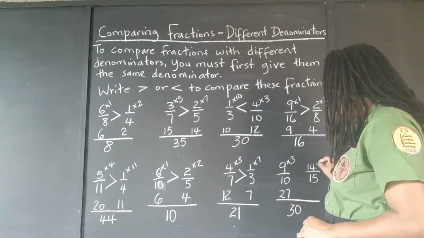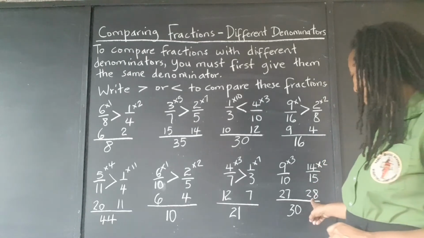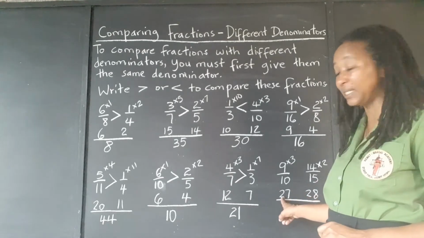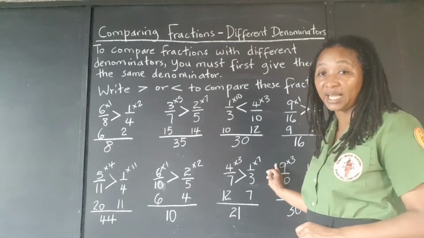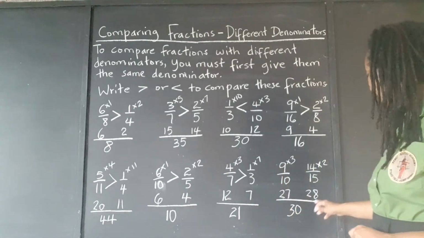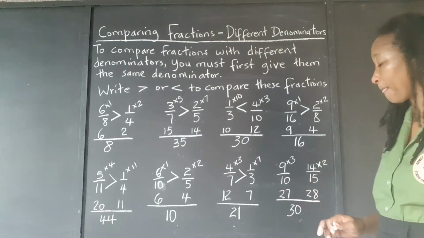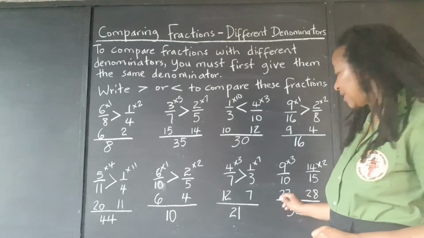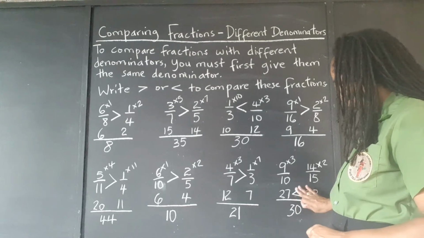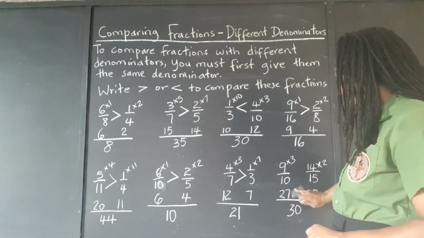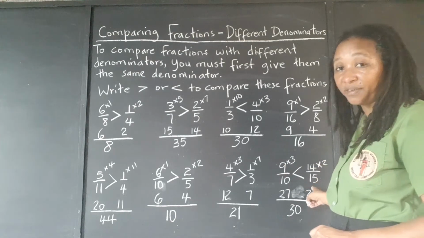14 times 2, 28. So actually this is the bigger one. 28 is bigger than 27. 27 over 30 is an equivalent fraction for 9/10. 28 over 30 is an equivalent fraction for 14 over 15. 28 is bigger than 27, so we put the less than sign. 27 is less than 28. So we put it up here. 9/10 is less than 14 over 15.